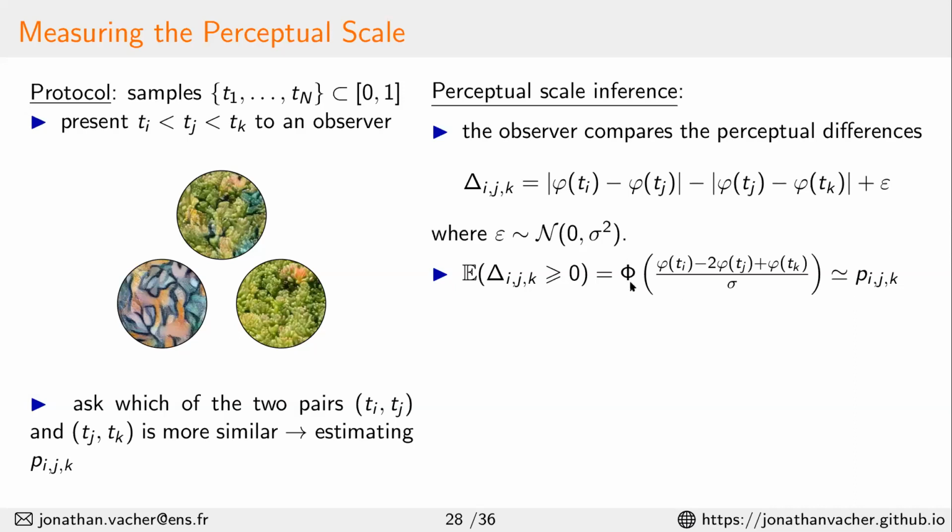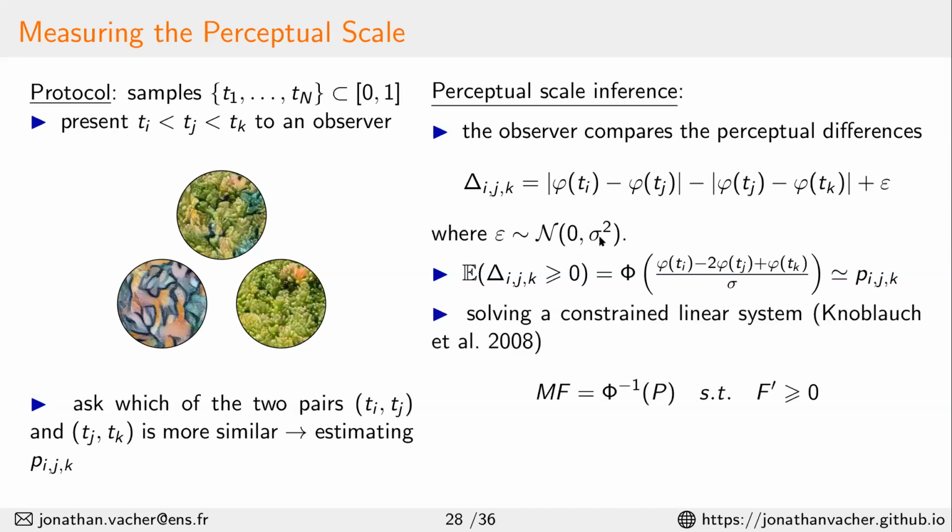So here, this is the cumulative distribution function of the normal, which is a function of the value of the function phi here. In fact, you can remove the absolute value because you can always assume that everything is ordered. And so this expectation is approximating this probability P_ijk. And so ultimately, you can just invert this function, and you just need to solve a linear constraint system to recover the function f, which is phi here, capital F, sorry.